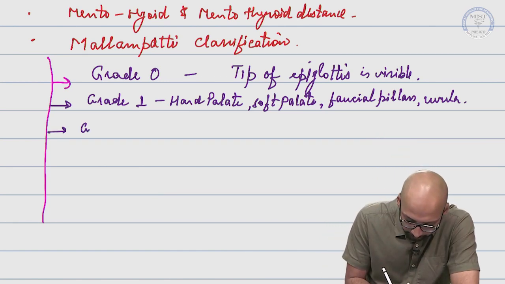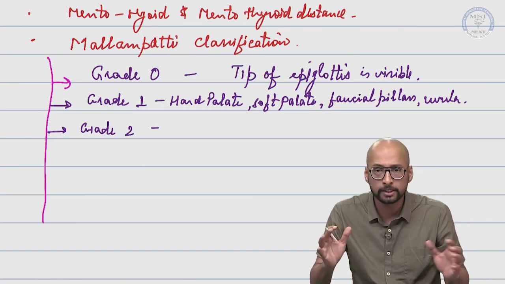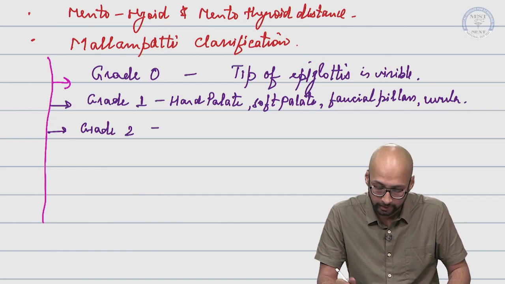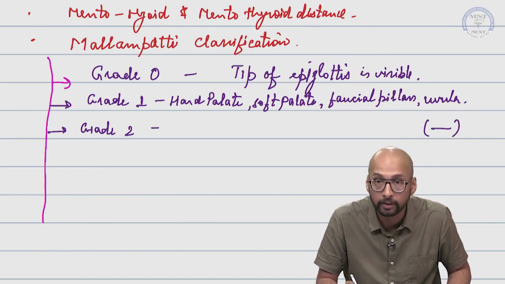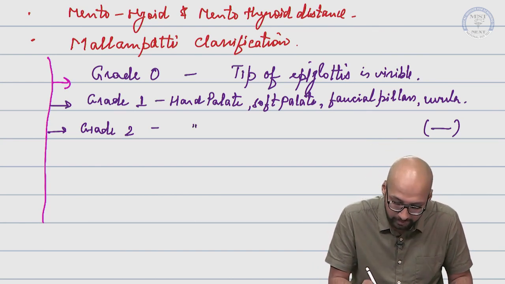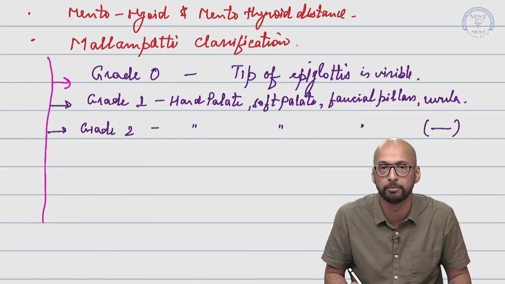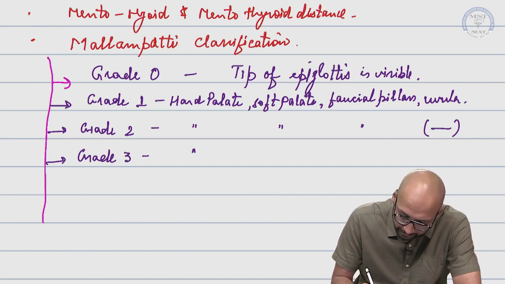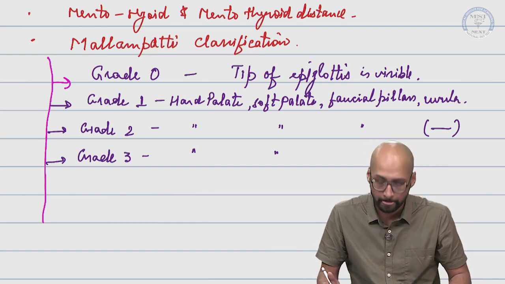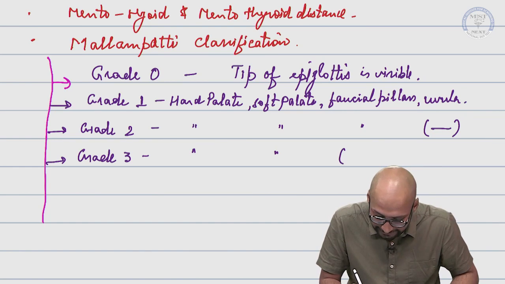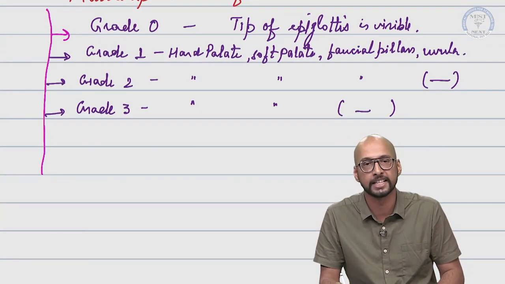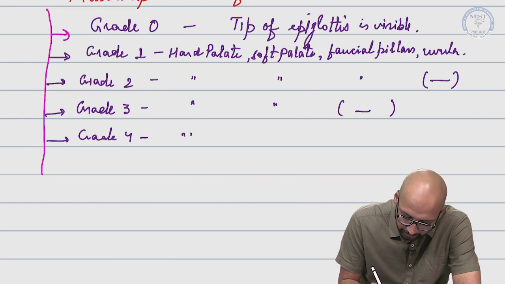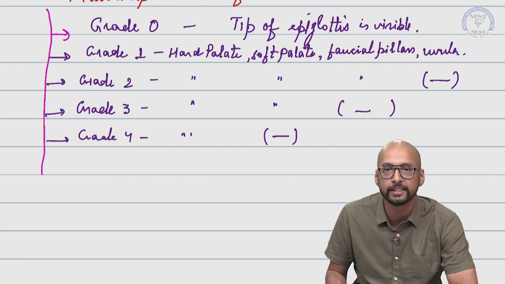Then we have grade 2. Just by common sense, we can realize these grades are decreasing in that order. So in grade 2, the uvula will be missing. No uvula will be seen. All the other 3 things will be seen: hard palate, soft palate, and fauceal pillars will be visible, right? Then comes grade 3. In grade 3 we have hard palate and soft palate. Uvula was not even visible in grade 2, so it won't be visible in grade 3 as well. We cannot see the fauceal pillars either. Now we move on to grade 4. In grade 4, we only see the hard palate; soft palate is not even visible.